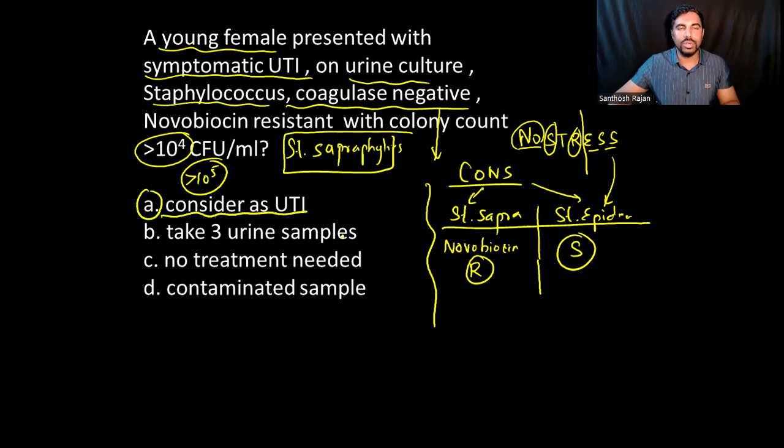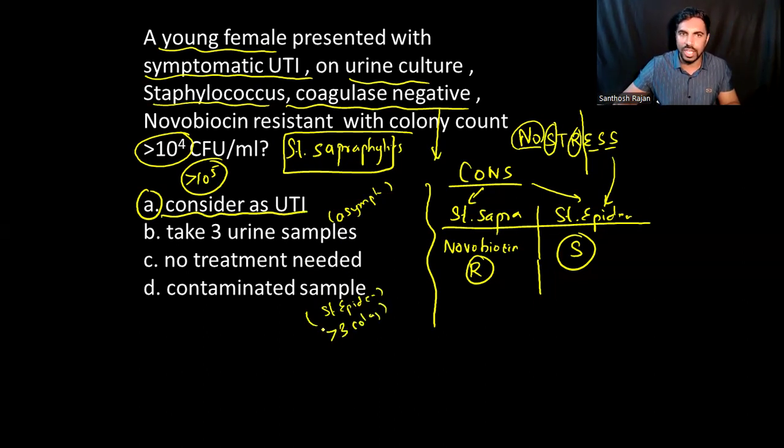Take a repeat urine sample when it is asymptomatic. When they say it is an asymptomatic patient, then you can tell them to repeat or whatever. And no treatment. Here you have to treat because symptomatic is given. If this Staphylococcus epidermidis was there and there is no symptom or whatever, I would easily say it's a contaminant. Or if more than 3 types of organism are there, then I would simply say it is contaminated, don't send the sample. Three types of organism growth.